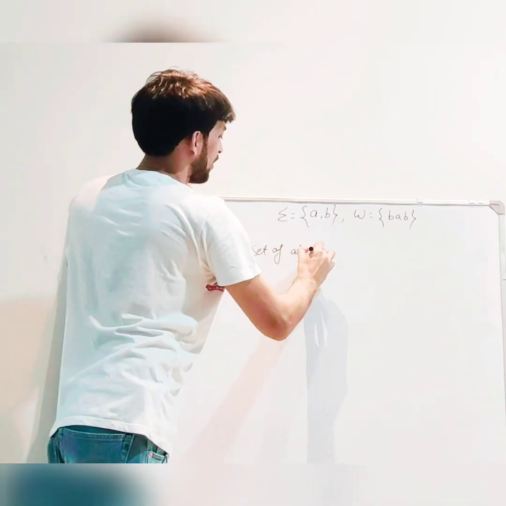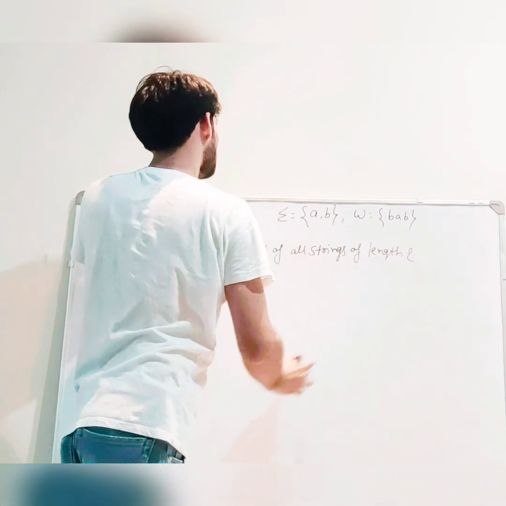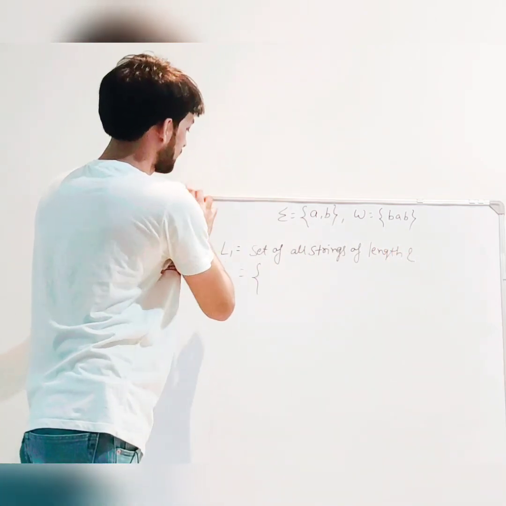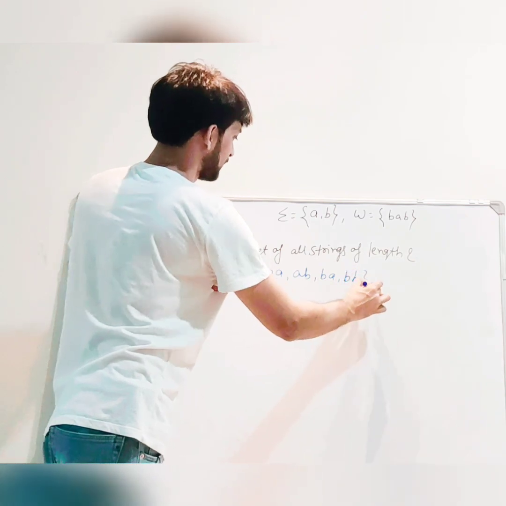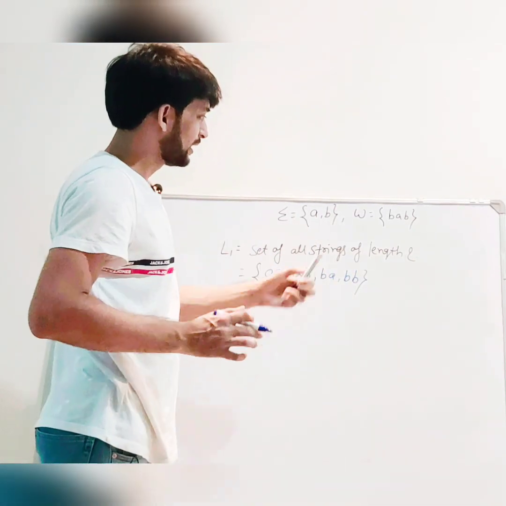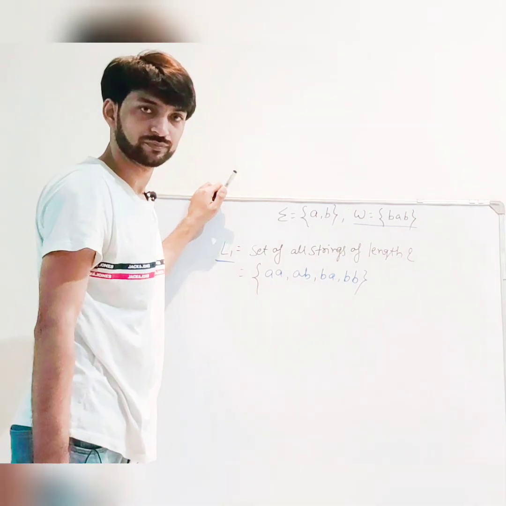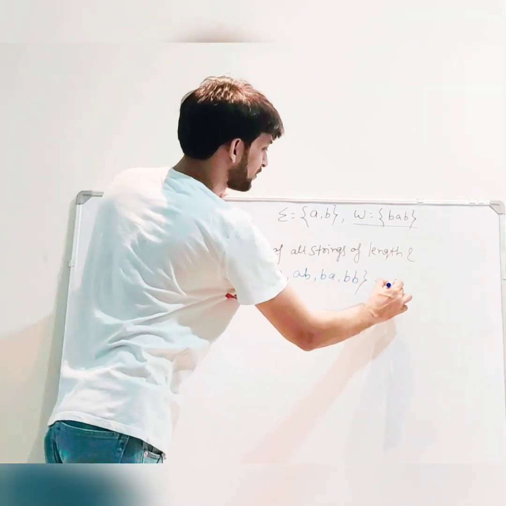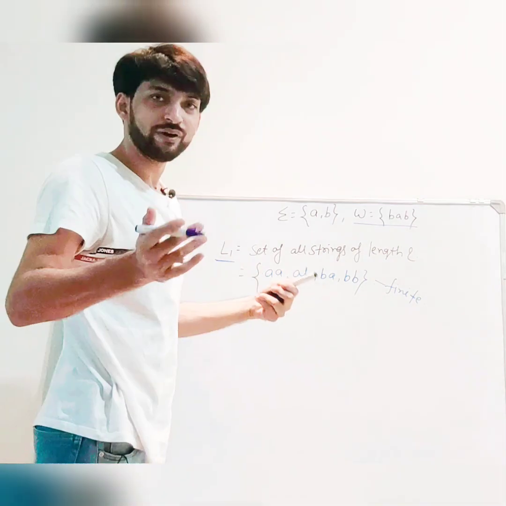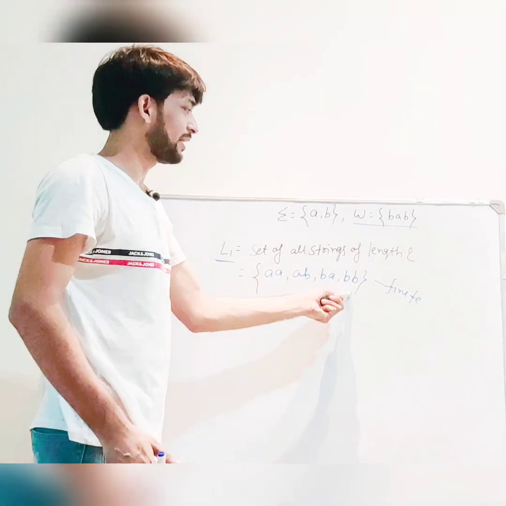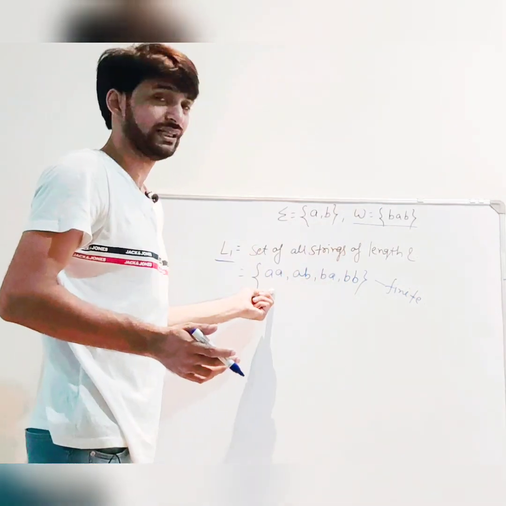the set of all strings of length 2. So L1 contains what? AA, AB, BA or BB. Now my question is whether this string W belongs to this language L1 or not. Since the language is finite, you can easily say yes, it belongs to this language, or no, it does not belong to this language. Since the language is finite, we can easily compare, right? In 4 comparisons we can say no, this string does not belong to this language.